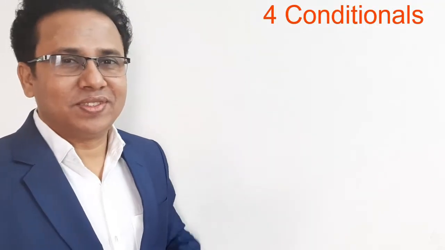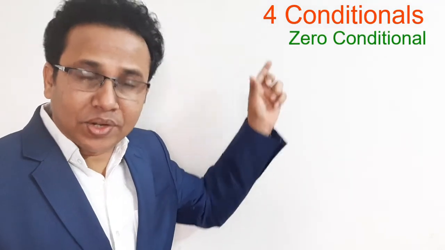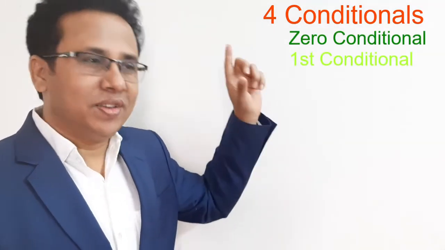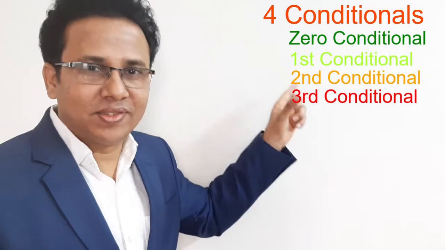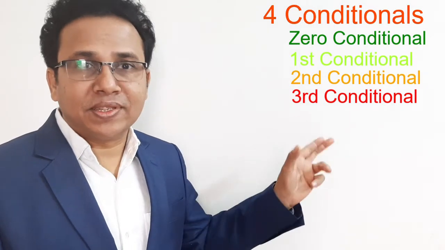Like this example, there are thousands of examples in our practical life, in our real life situations where we use any of the patterns of conditionals. And now we are going to see all of them one by one. As we know, there are four conditionals. These are zero conditional, first conditional, second conditional, and third conditional. We will see the use of them one by one.